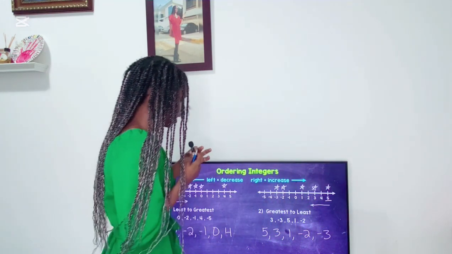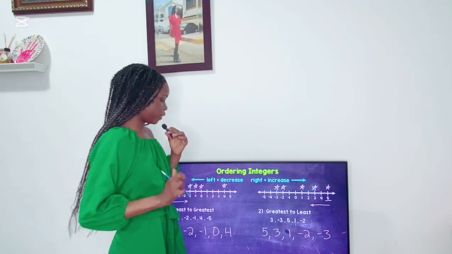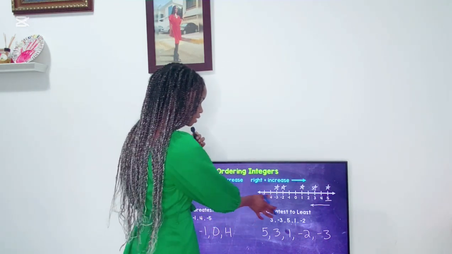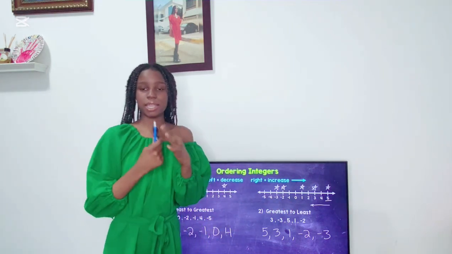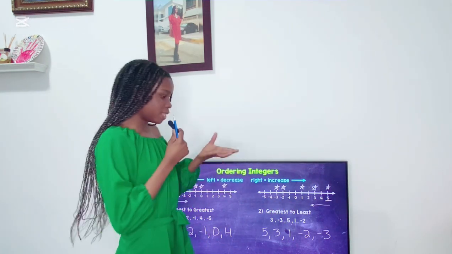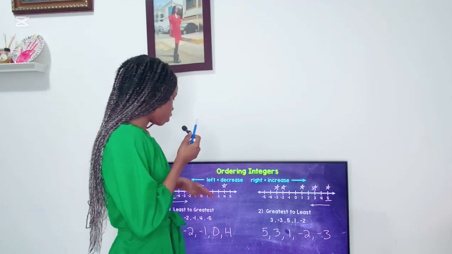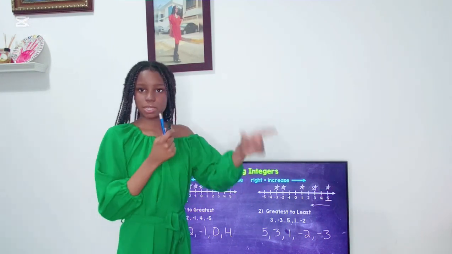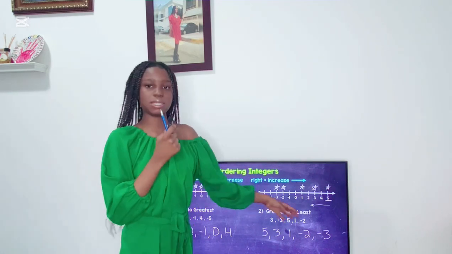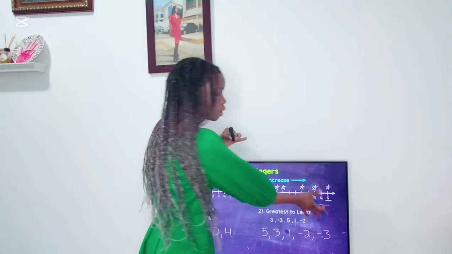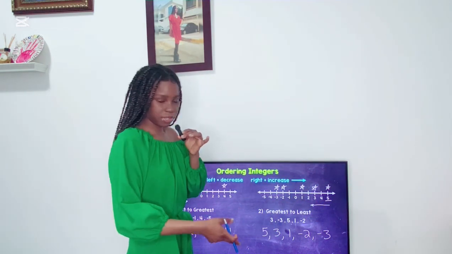Let's just go right over here so you guys can see number 2. For number 2, it says the greatest to the least. So as you can see, like I explained earlier, this is basically ordering integers in whatever manner they want you to. So we went from least to greatest in number 1, but now we're going from greatest to least. So that means we have to do the greatest first, and then we'll go over to the least, so over to the negatives.